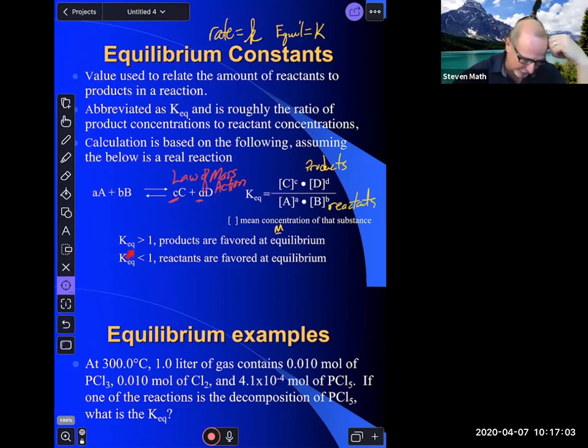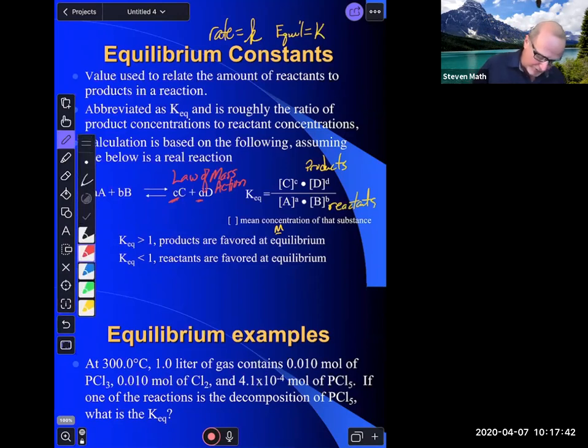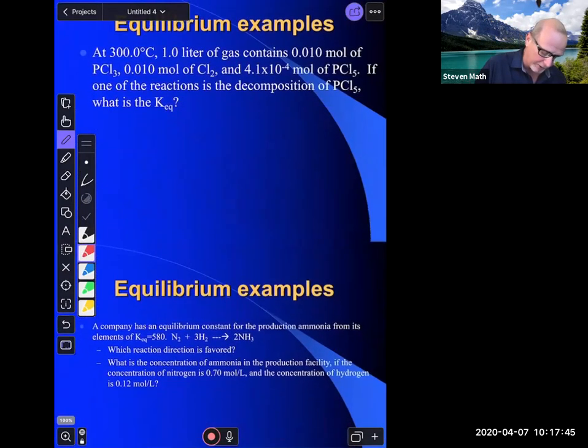If the K is bigger than 1, then the products are going to be favored. This reaction is going to work. It's going to proceed from reactants to products. If the KEQ is less than 1, then the reactants are going to be favored and the reaction isn't going to proceed very far forward. Does that mean the reverse reaction would proceed? Yes, that's exactly what it means. If KEQ is less than 1, the reverse reaction is happening, not the forward reaction.